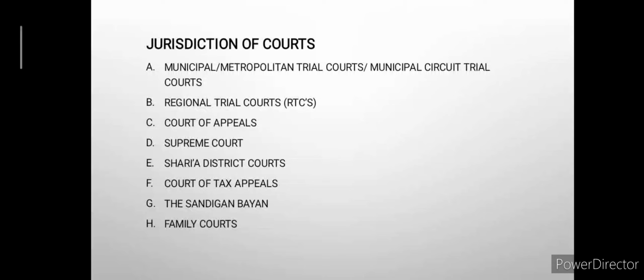Our next topic is the jurisdiction of courts, and number 1 is the municipal trial courts, or the metropolitan trial courts, or the municipal circuit trial courts. They are known as the first level courts, formerly known as the inferior courts, and generally they have jurisdiction over criminal cases where the imposable penalty is 6 years imprisonment or below. For any case that has a penalty of 6 years imprisonment or below, the municipal trial court has jurisdiction to try and decide.